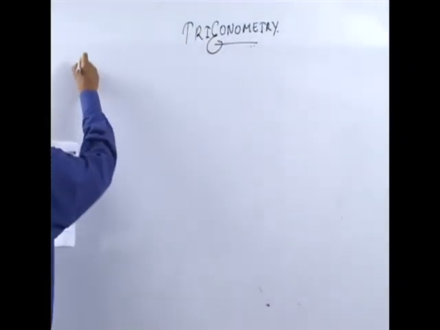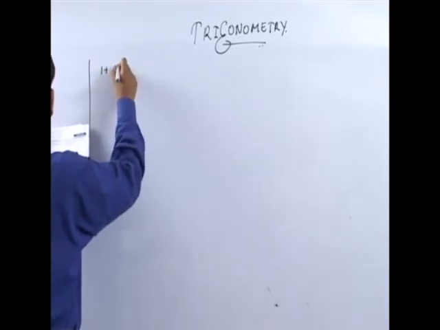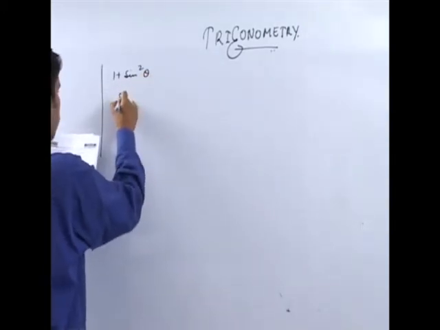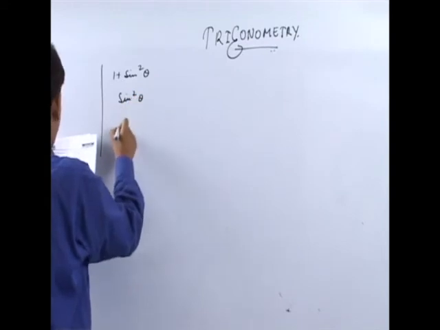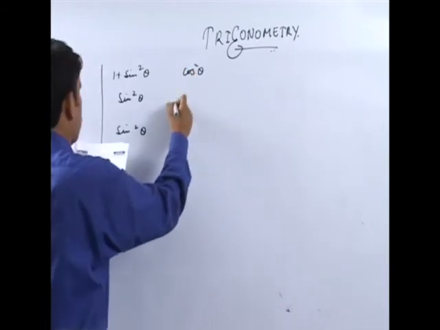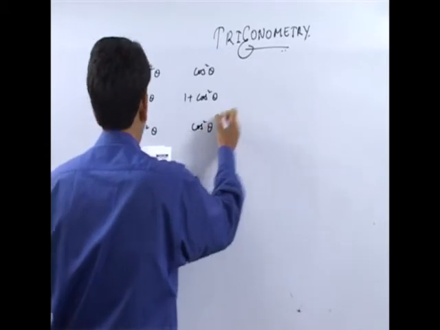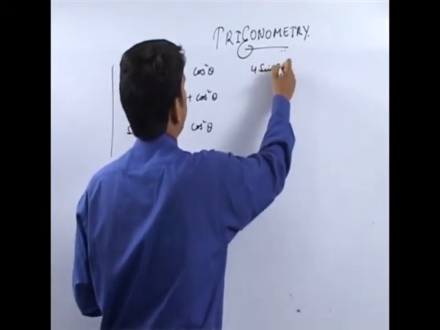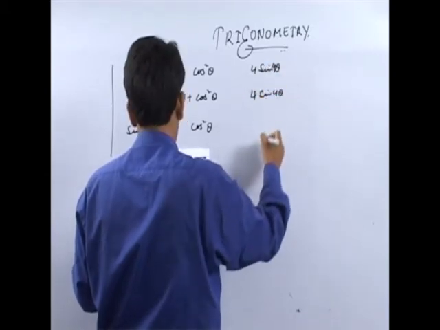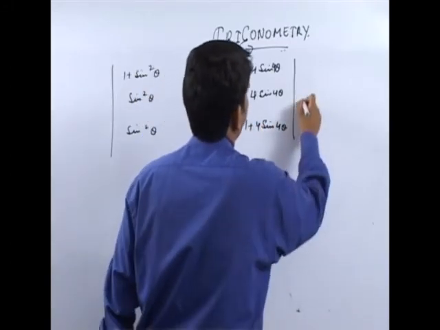Next question. You have to find the value of theta lying between 0 and pi by 2, and the equation is given as the determinant with rows: 1 plus sine square theta, sine square theta, sine square theta; cos square theta, 1 plus cos square theta, cos square theta; 4 sine 4 theta, 4 sine 4 theta, 1 plus 4 sine 4 theta. This is equal to 0.